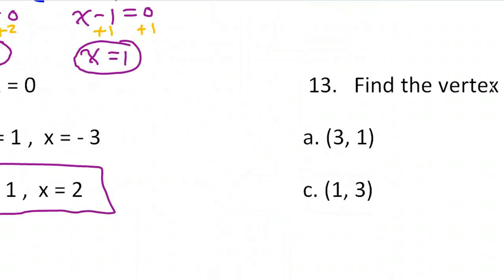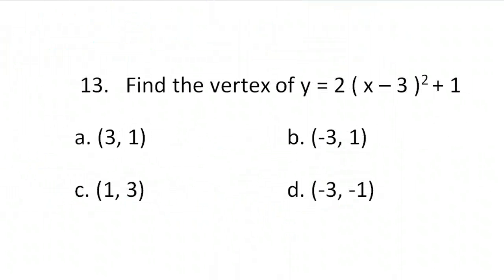Alright, number 13. Find the vertex of this parabola. Well, this is already in vertex form, so that makes it awfully easy. We learned that the vertex is the opposite of this one, comma, this one stays the same. So it should be positive 3, comma, positive 1. Simple as that. The answer is A.